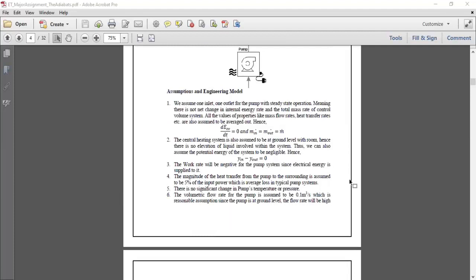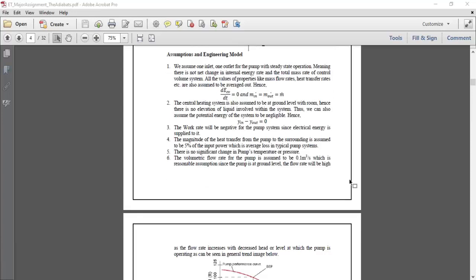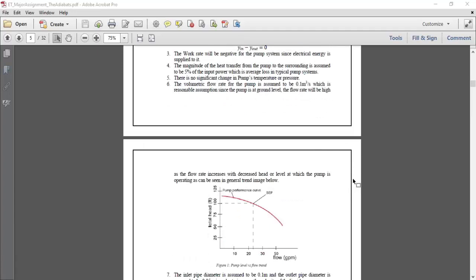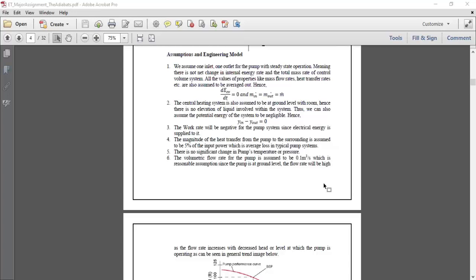Similarly, the heat loss is assumed to be 5% of the magnitude of the heat transfer rate, which is a practical loss within normal pump functioning. Next, we assume there is no significant change in the substance pressure passing through the pump, and the pump is solely responsible for regulating the substance within the system.